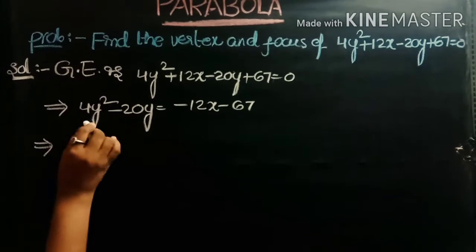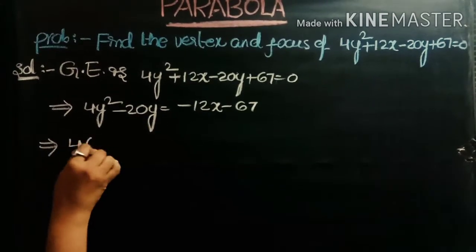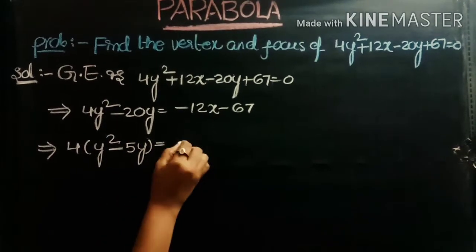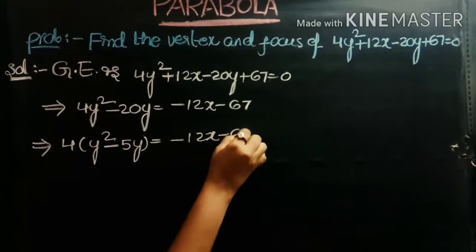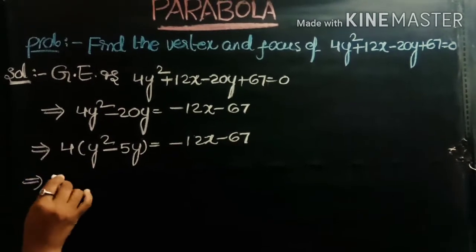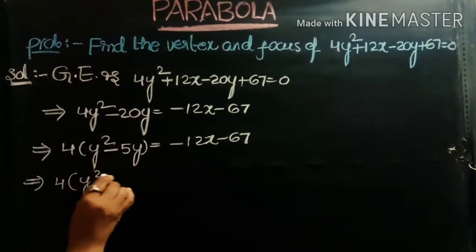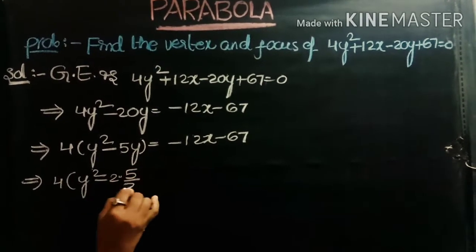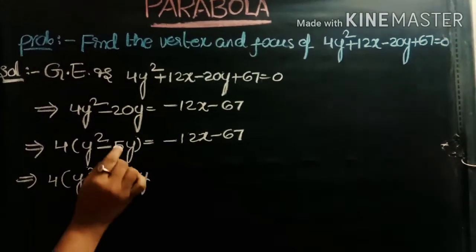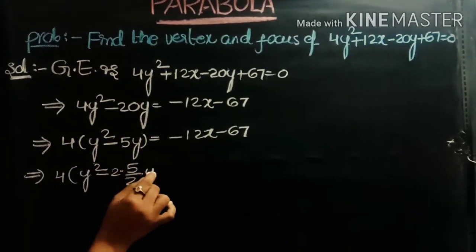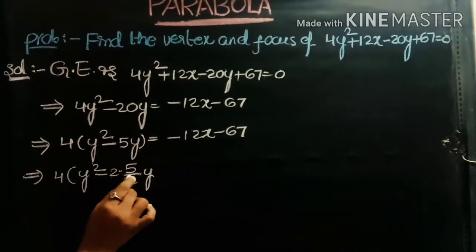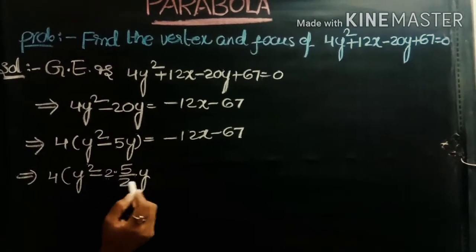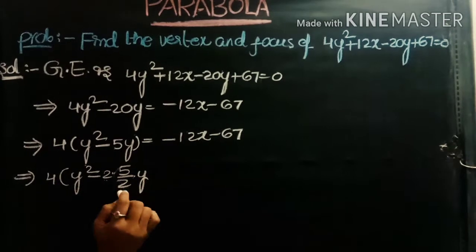In the next step, first we take 4 common here. 4 into y square minus 5y is equal to minus 12x minus 67, which implies 4 into y square minus, now in place of 5 we write the value 2 into 5 by 2 into y, meaning we want to convert this value into the form of 2ab. Now this is in the form of a square minus 2ab. What is the b value here? In place of b we have 5 by 2.